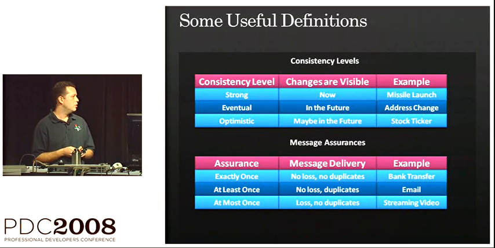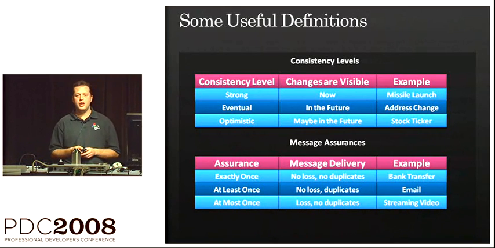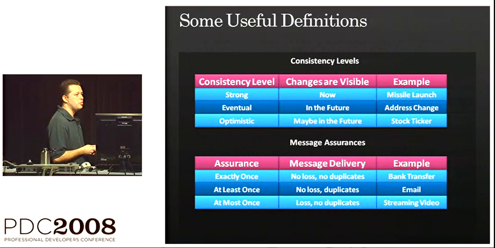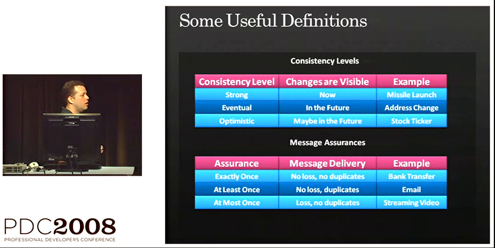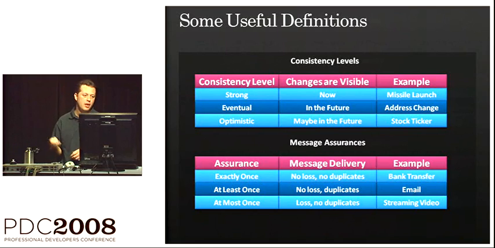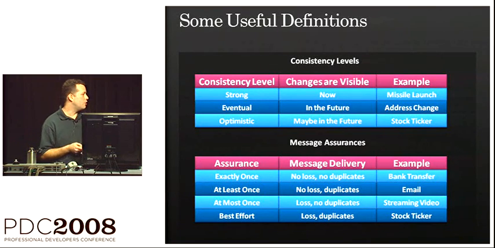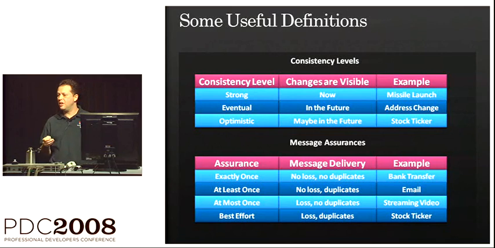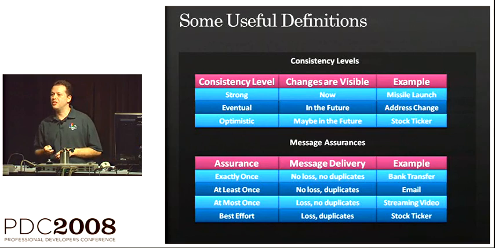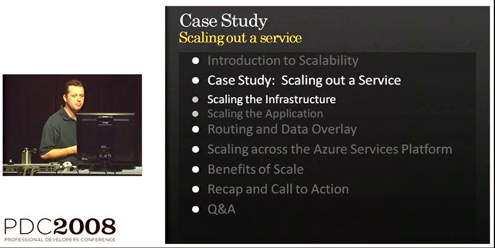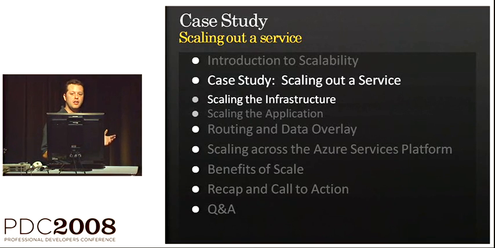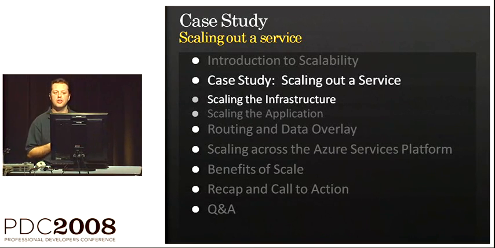There's also at most once, where we can tolerate message loss, but we don't want to see any duplicates. And a pretty standard example of this is streaming video, where if you drop a frame, great, just pick up the next frame and keep going. But receiving that dropped frame a minute later actually has no value at all, so you never retry. And then there's best effort, which essentially has both loss and duplicates. And just like with consistency, just like life is eventually consistent, it turns out life is also best effort. And you'll see some examples of that. So let's get a bit more concrete here. And let's talk about how we'd actually design a service to embody the general architecture that I just showed you.